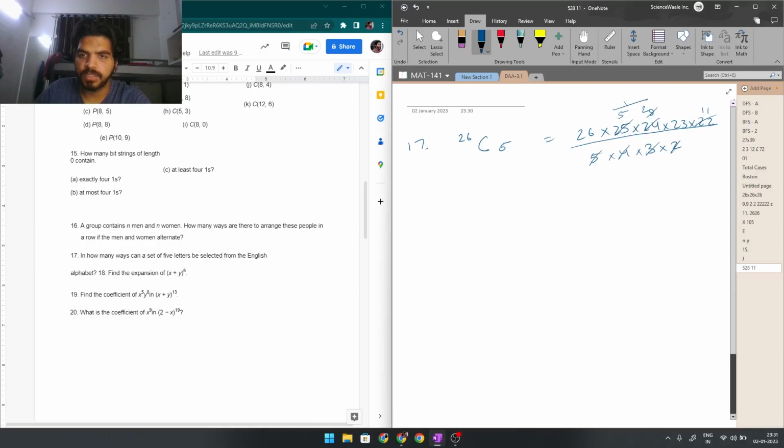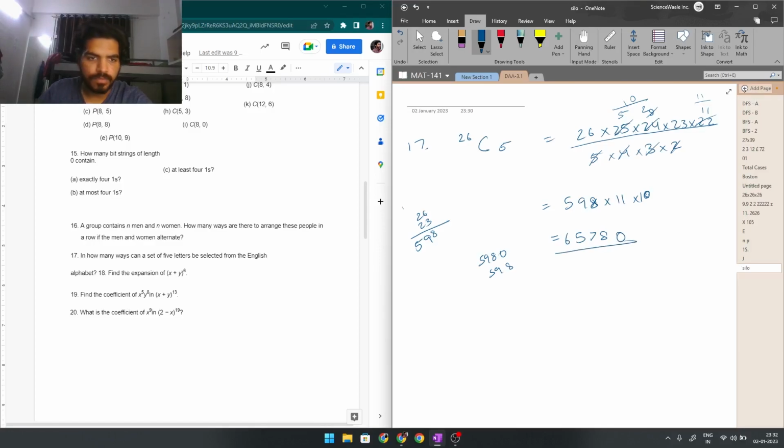5. This term is 10, this is 11, 26 into 23, that is 598. 598 into 11 into 10. 598 into 11 is 5980 plus 598, that is 6578, that is the answer. Moving on to the next question.